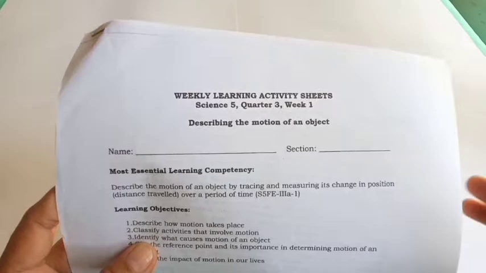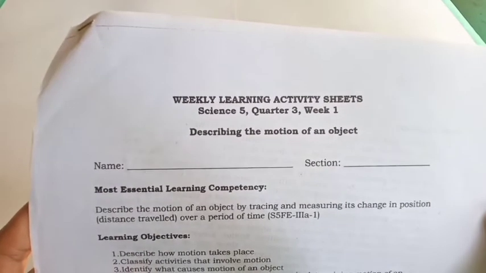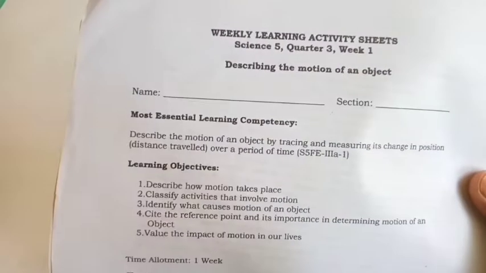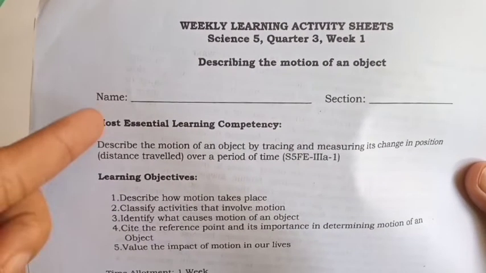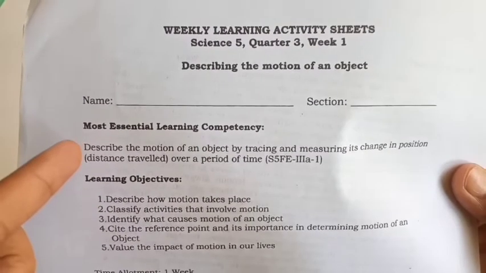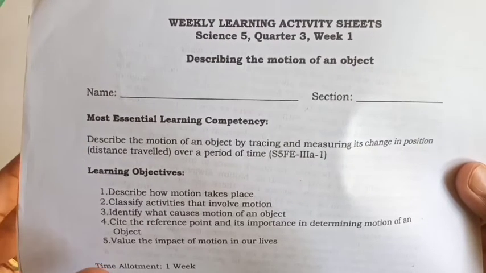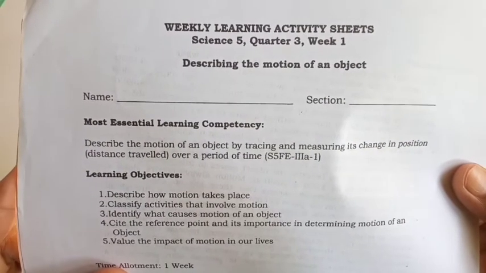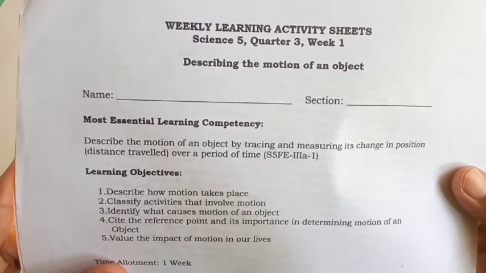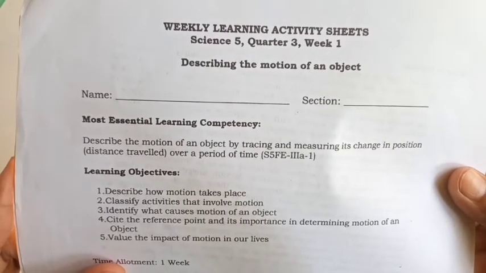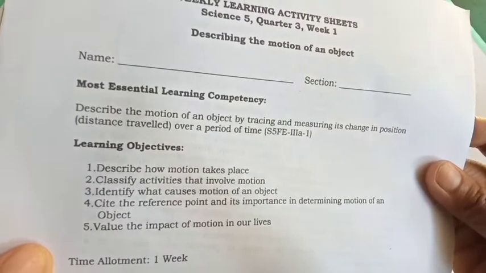Okay, so this is now the module in Science 5 Week 1, describing the motion of an object. In this module, you are going to focus on the most essential learning competency. So dapat ito ang inyong malalaman. Describe the motion of an object by tracing and measuring its change in position, distance traveled over a period of time. And we have 5 objectives.